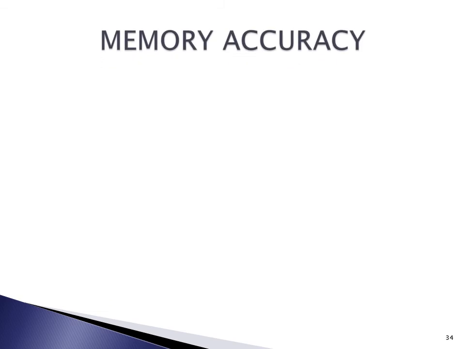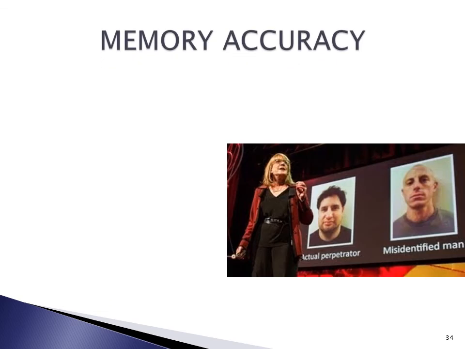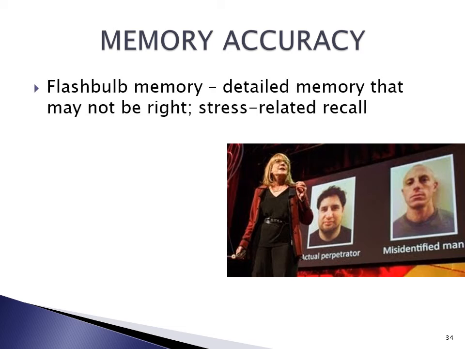All right, let's discuss memory accuracy. So flashbulb memory is a detailed memory about a significant event that may or may not be accurate. And that can happen a lot due to trauma. So think about the people recalling 9/11. A lot of them have the gist of the information, but they might have false memories. Emotional stress can prevent an event from being properly encoded and therefore properly recalled later.